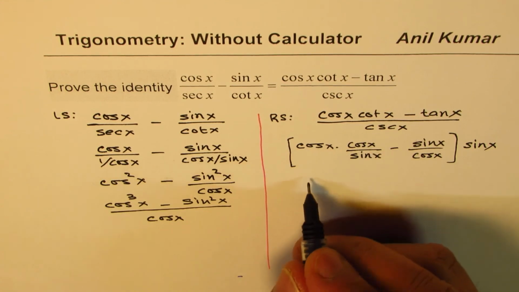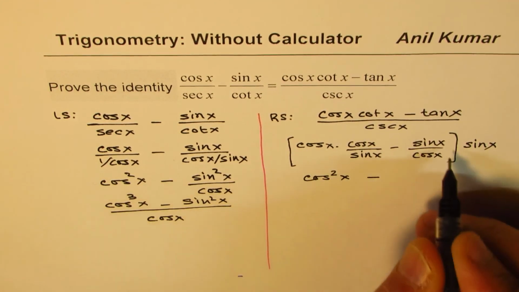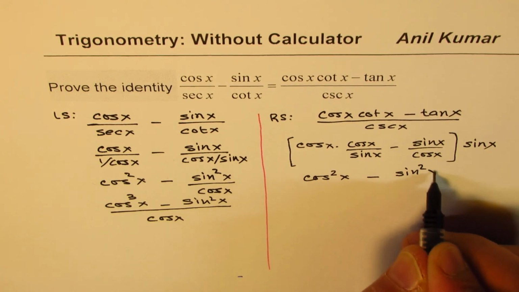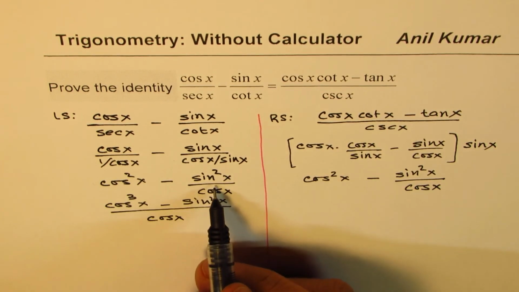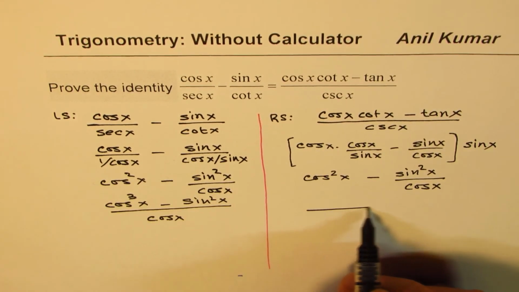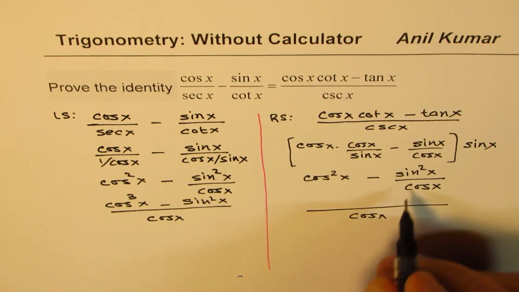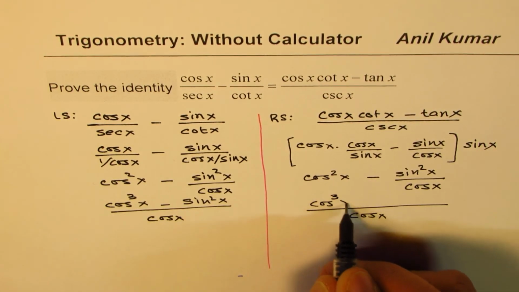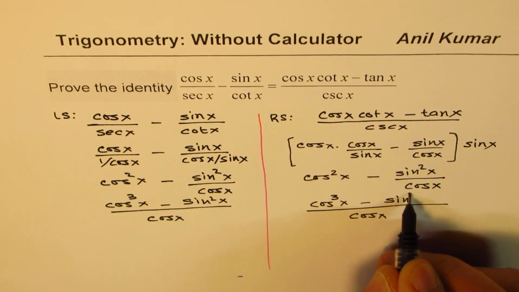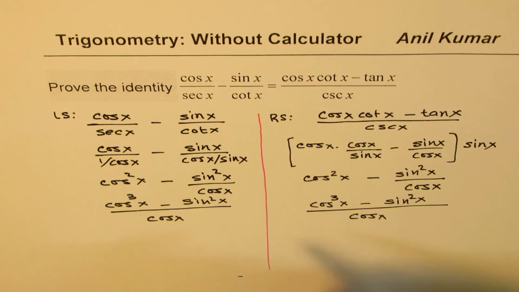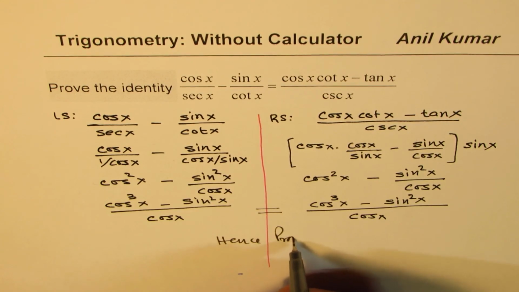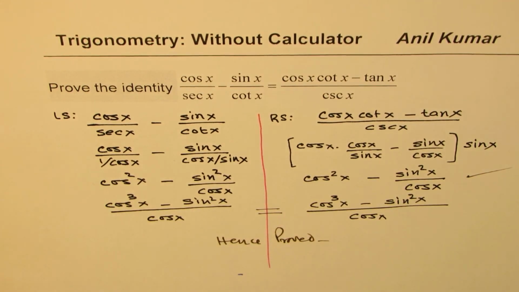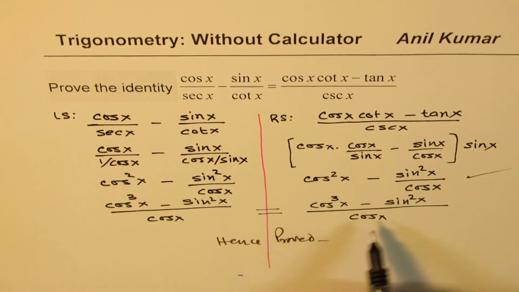If you open, you get cos square x minus, here you get sin square x over cos x. Well, it's exactly the same as this one, right? So you could take a common denominator if you want to, and you still get cos cube x minus sin square x. So what you see here is that both the left side and right side are equal, so we can say it's hence proved. At this stage it is kind of the same thing, so there is no need of simplifying it further. That is good enough.